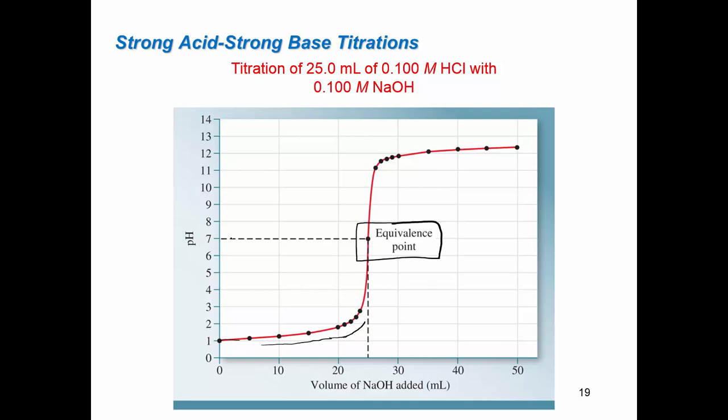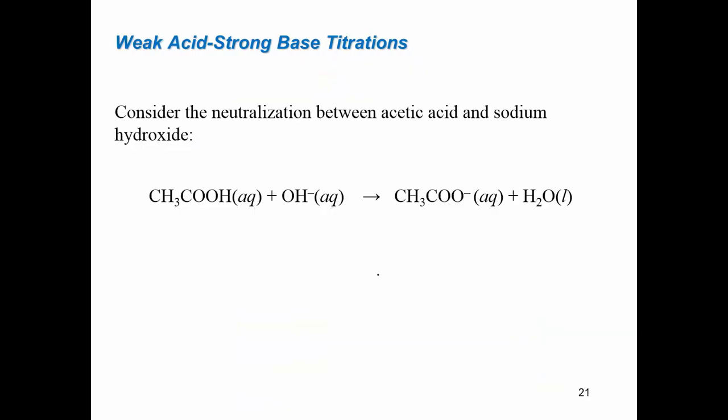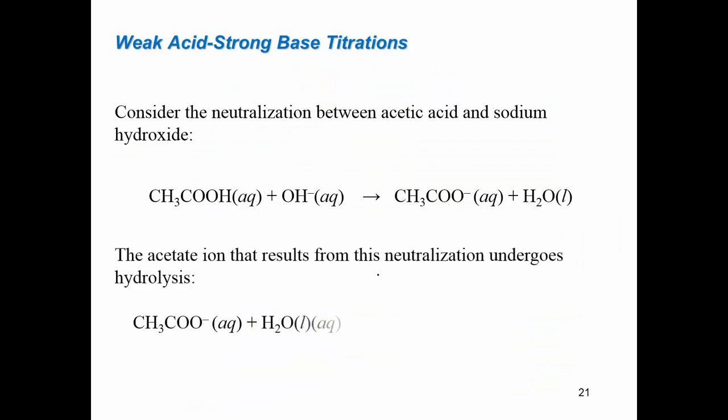The equivalence point is when there are equal molar amounts of acid and base reacting, and that is where you have the most dynamic portion of pH change when you have a strong acid and a strong base. Now, when you're working with a weak acid and a strong base, you have to take into account the fact that the weak acid has a little bit of its own equilibrium going on.